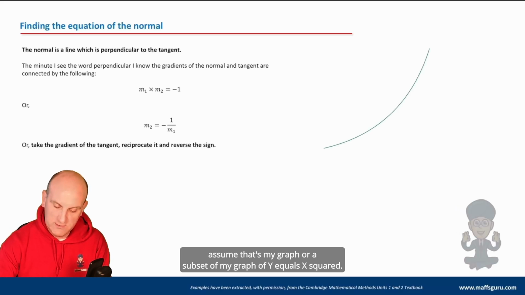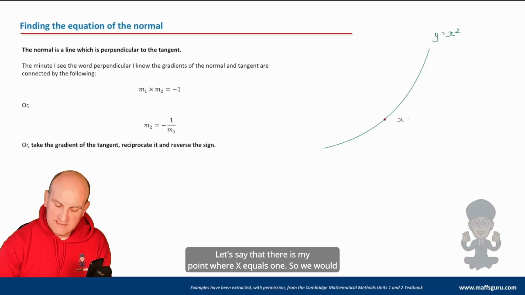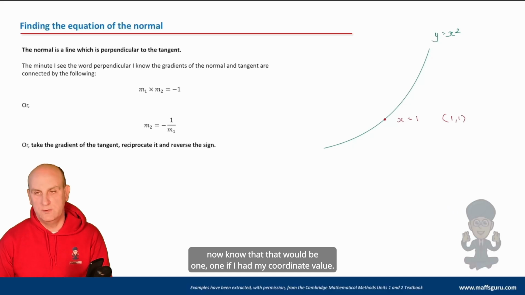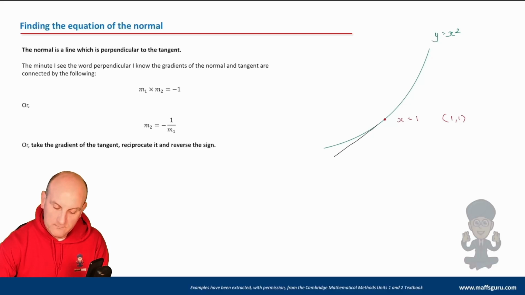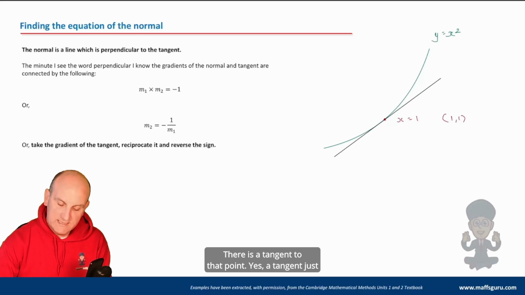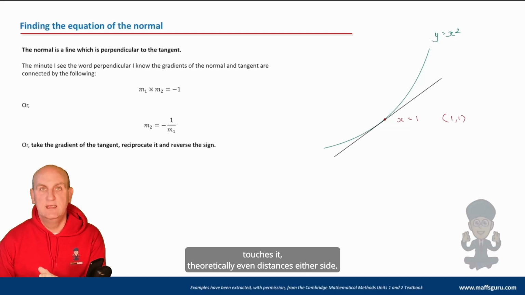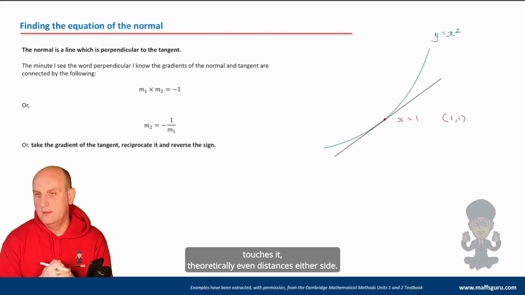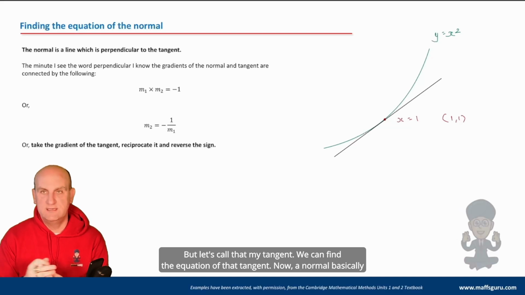So let's assume that's my graph, or a subset of my graph of y equals x squared. Let's say that there is my point where x equals 1. So we would now know that that would be (1, 1) if I had my coordinate value. Now, the tangent, we now know, let's do it in black. There is a tangent to that point. Yes, a tangent just touches it, theoretically even distances either side, but let's call that my tangent. We can find the equation of that tangent.